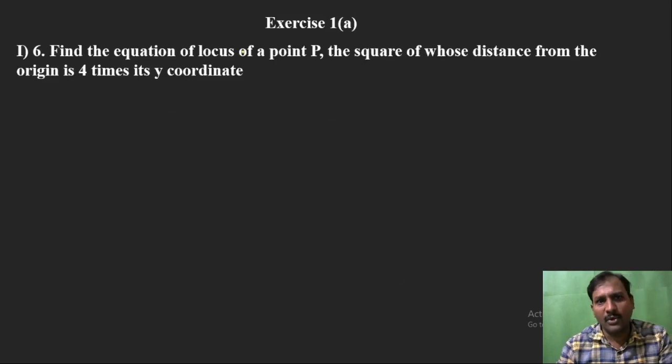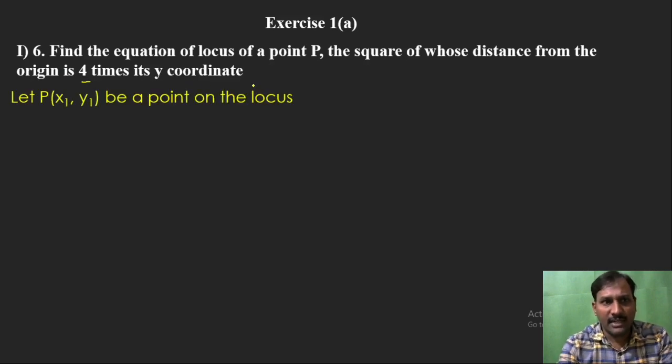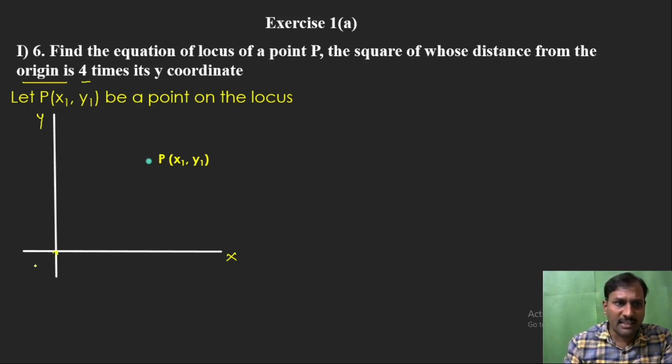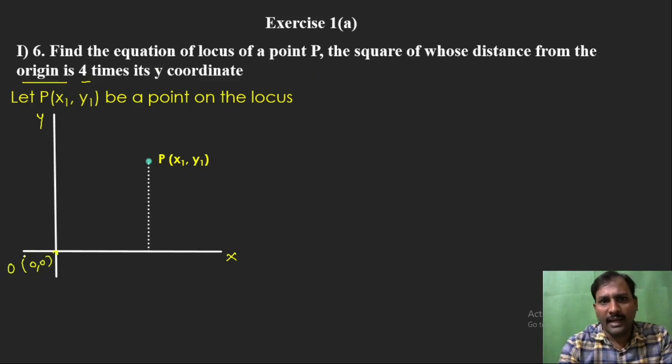Find the equation of locus of a point P, the square of whose distance from the origin is 4 times its y coordinate. So let us say P(x1, y1) be a point on the locus. So here it is the x-axis and y-axis. Take a point P(x1, y1) on the plane. Now what is given? The square of whose distance from the origin. So this is the origin (0, 0). Let it be O.